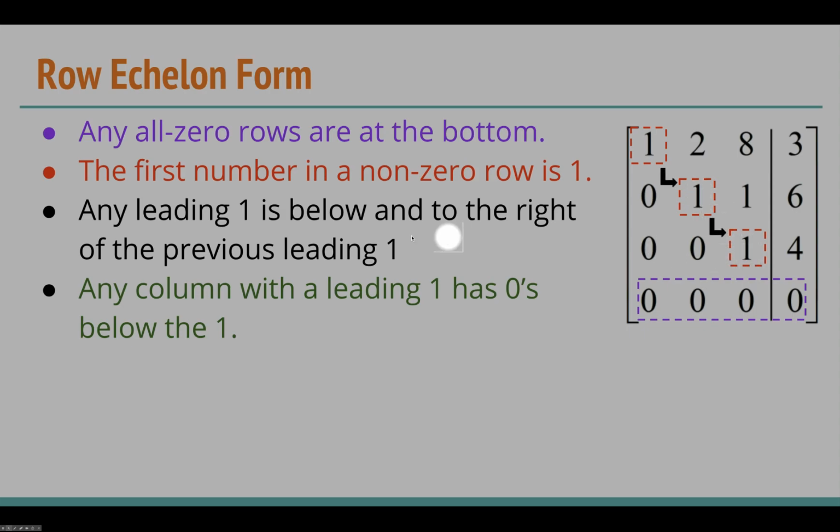Next, any leading 1 in a row is below and to the right of the previous leading 1 from the row above it. So this 1 right here in row number 2 is below and to the right of the 1 above it. This 1 in row 3 is below and to the right of the 1 above it. So again, this is basically just another way of saying that the ones are going to be along your diagonal.